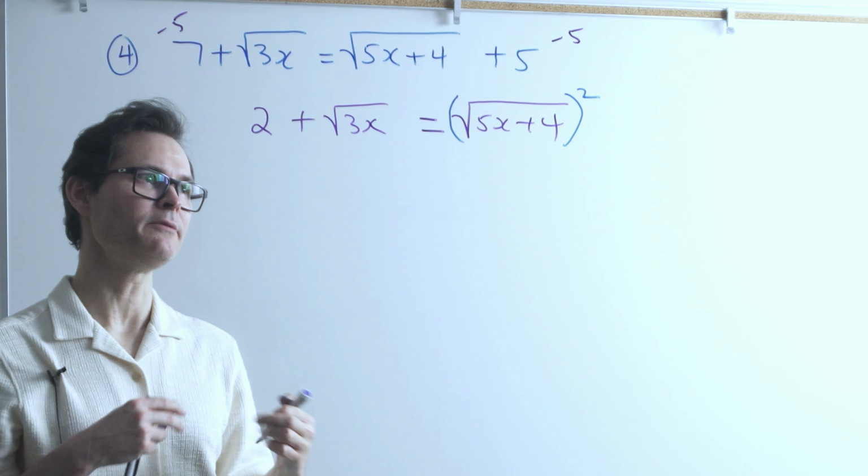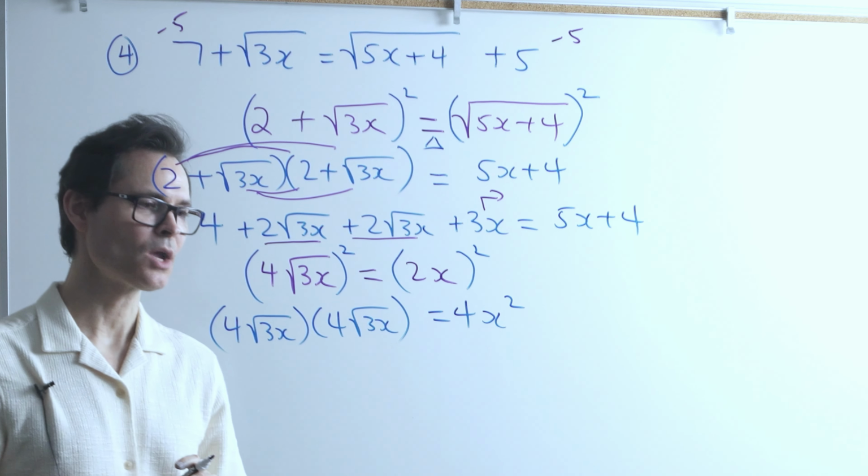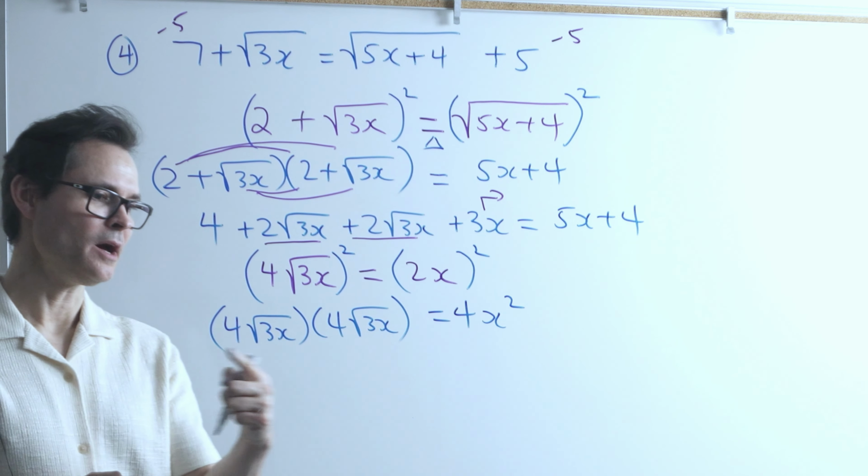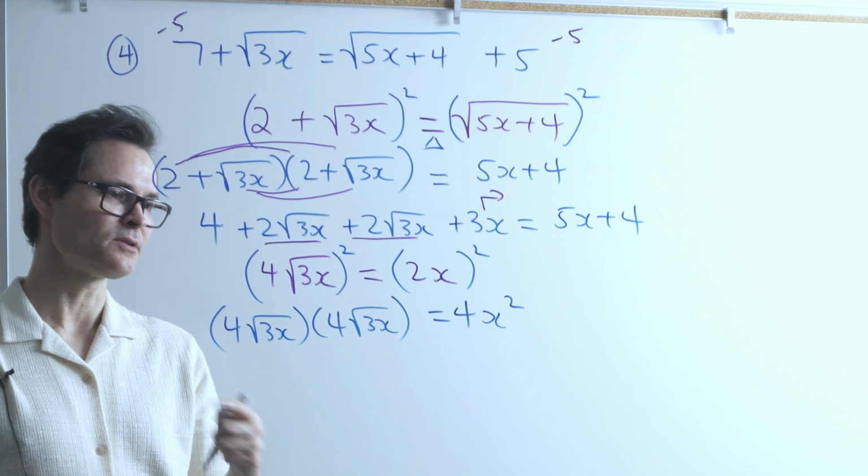And if I square this, that's going to be what? 4 root 3x times 4 root 3x equals, well, that's 2x times 2x. So 2 times 2 is 4, and x times x is x squared. Okay, we're doing good. Now I'm going to multiply these together. So that's going to be 4 times 4, which is 16. And then root 3x, this is where the magic occurs, times root 3x is 3x.